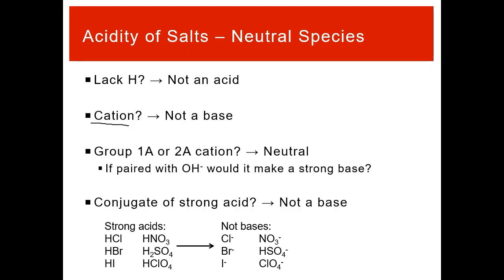The other thing that cannot be a base is anions that are conjugates of strong acids. A lot of times when we see anions, we should probably be thinking those are maybe bases. There are 6 anions, though, that are not bases. It's chloride, bromide, iodide, nitrate, hydrogen sulfate, and perchlorate. So these 6 anions, their conjugate acids are the strong acids. And if you remember, the conjugate base of a strong acid is just not a base, right?